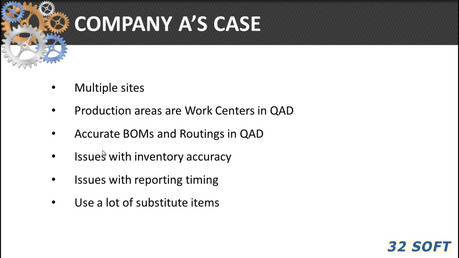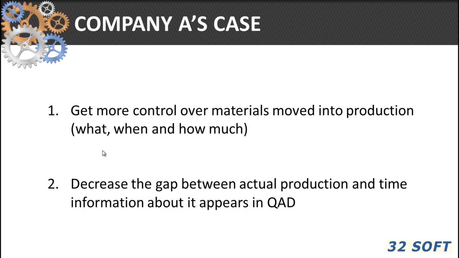They analyzed the issues and singled out the areas where they would benefit from the improvements the most. The final to-do list had two items in it. First one was to get control over materials moved into production: what, when, and how much. And second one was to decrease the gap between actual production and time information about it appeared in QED. There was an end user assigned to this process. It was a shop floor operator who was handling all work orders reporting in QED before.